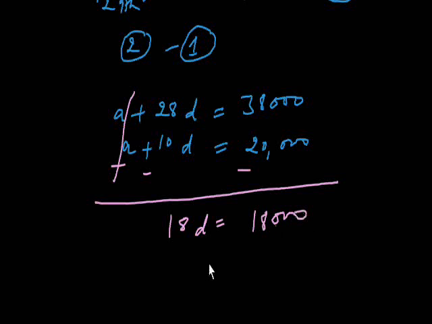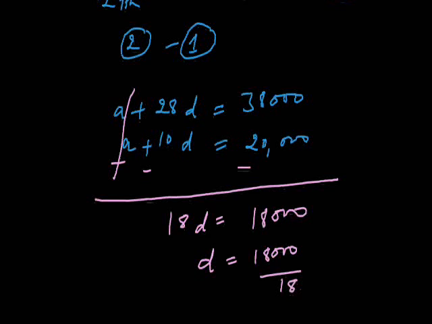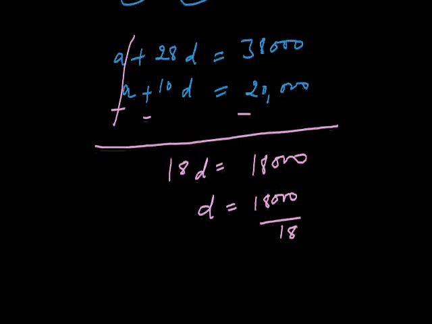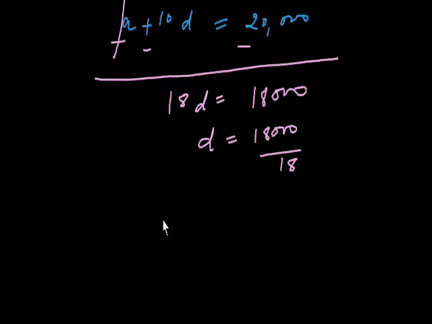Now the common difference is 18,000 divided by 18. Now d is 1000. Put the value of d in equation 1.